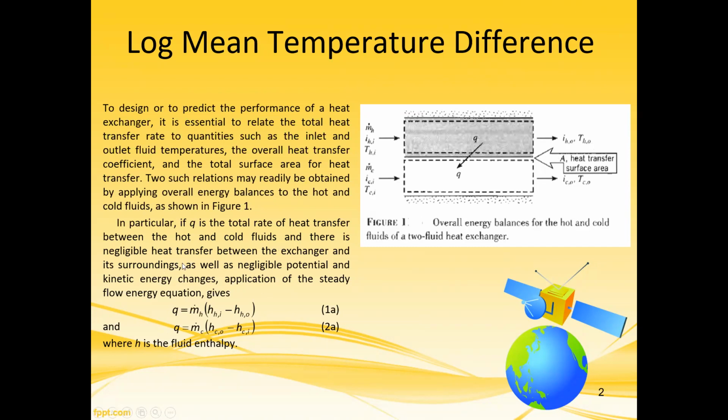Okay. In particular, if q is the total rate of heat transfer between the hot and cold fluids and there is negligible heat transfer between the exchanger and its surroundings, as well as negligible potential and kinetic energy changes, application of the steady flow energy equation gives q is equal to m_h dot times h_h,i minus h_h,o, in and out, and q is equal to m_c times h_c,o minus h_c,i, where h is the fluid enthalpy.